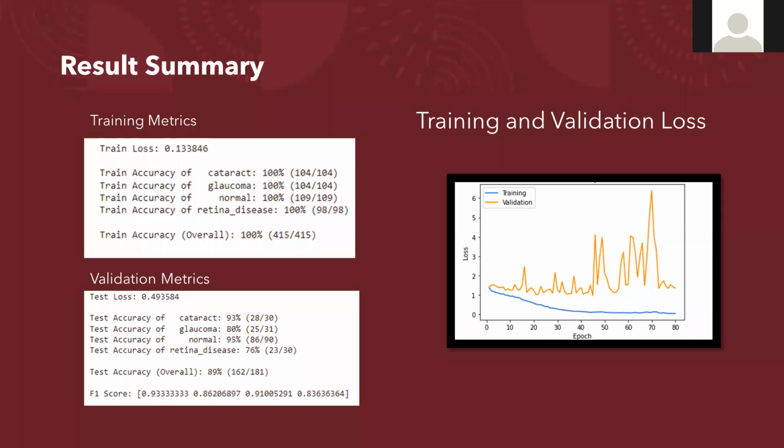The results on the given training data sets are as follows. Overall test accuracy is 89%, although the model still fails to correctly classify retinal disease. And the F1 score on the validation set is all above 80%. Looking at the loss curve per epoch, the model seems to have achieved a stable validation loss between 20 to 40 epochs, and later on it fluctuates highly.